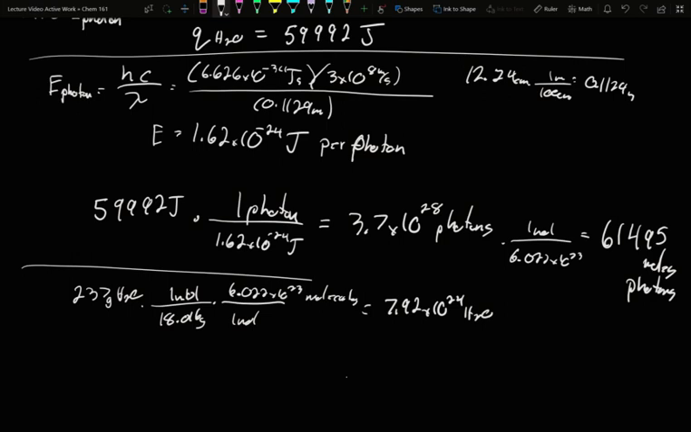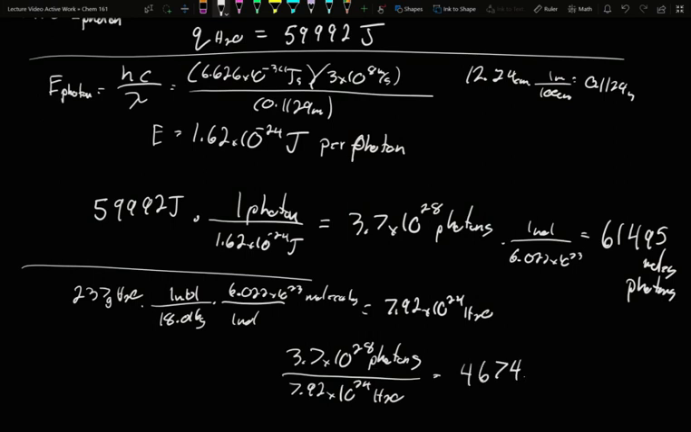I have my photons, I have my molecules. How many photons per molecule? 3.7 times 10 to the 28 photons over 7.92 times 10 to the 24 H2O molecules for 4,674 photons per H2O.